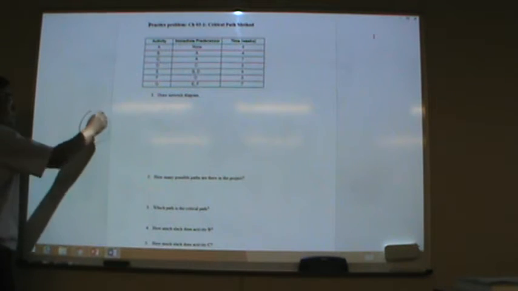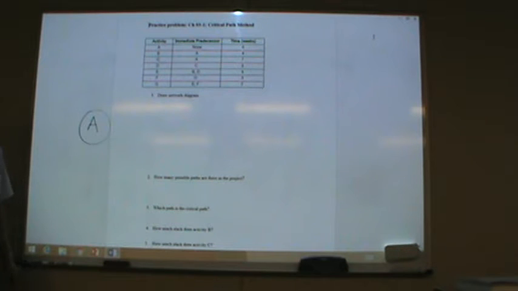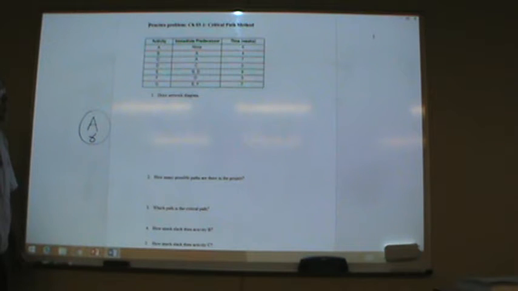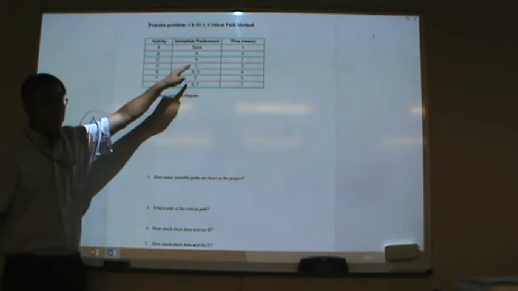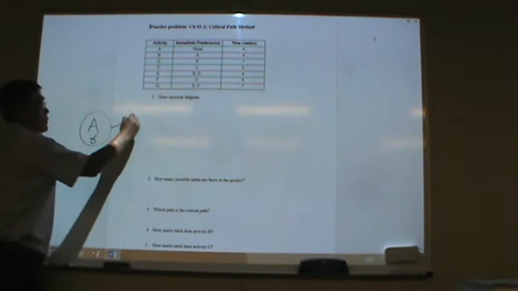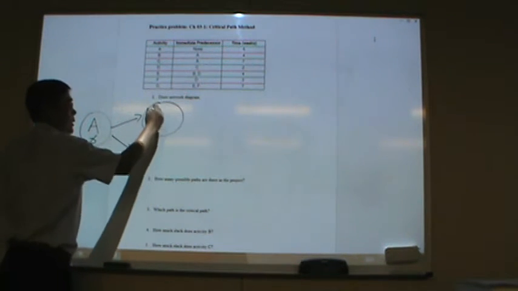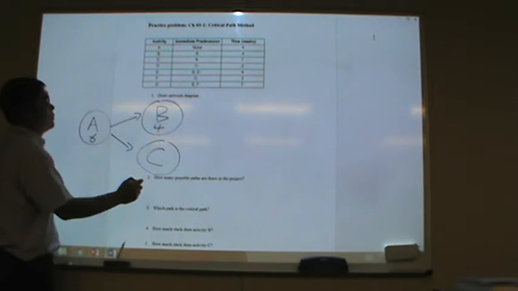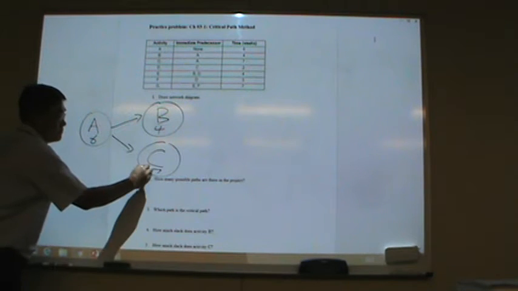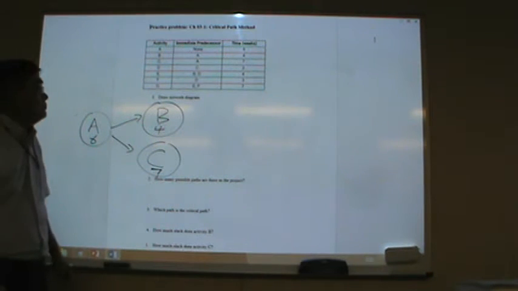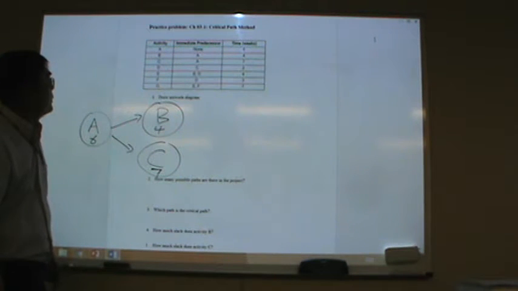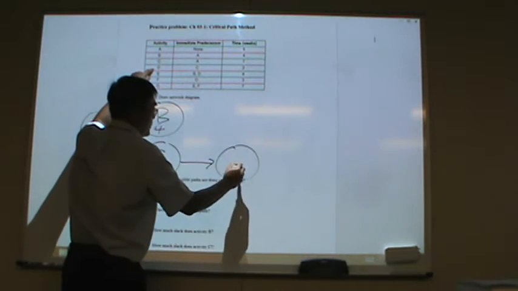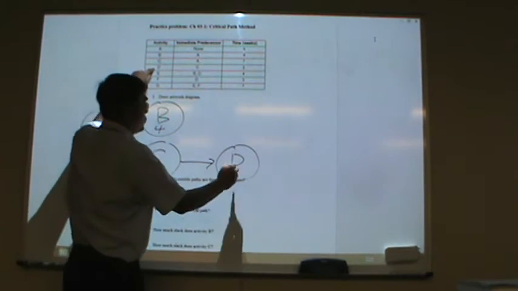So A, starting point, right? 6. And B and C from A, right? B and C. B 4, C 7, right? And D from C, 2, right?